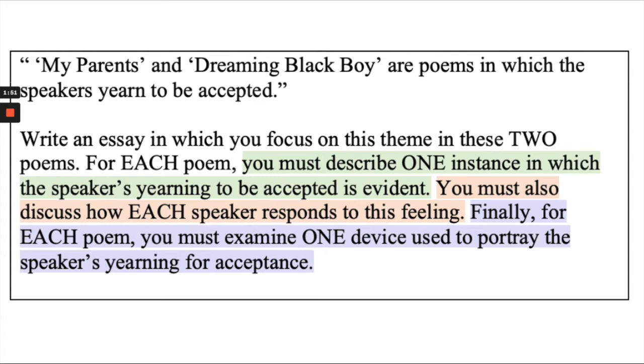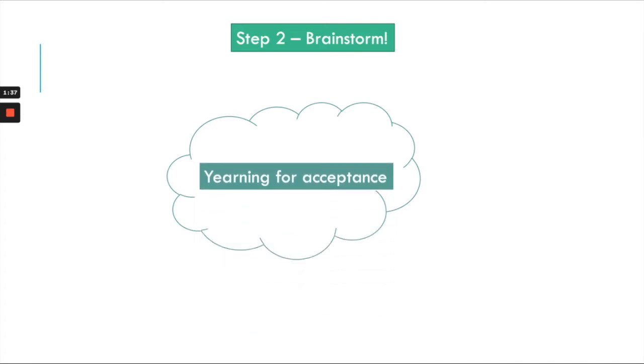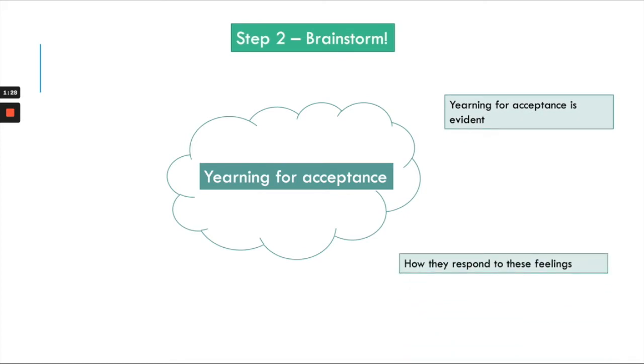So let's move on. Once you have understood the question, it is time to brainstorm. One of my favorite techniques is to use this cloud and to write my ideas as they come. In the middle, we have the theme. Then, there are the 3 main things that we have to consider. How the yearning for acceptance is evident, how the speakers respond to these feelings, and the devices. So let's look at the first part.